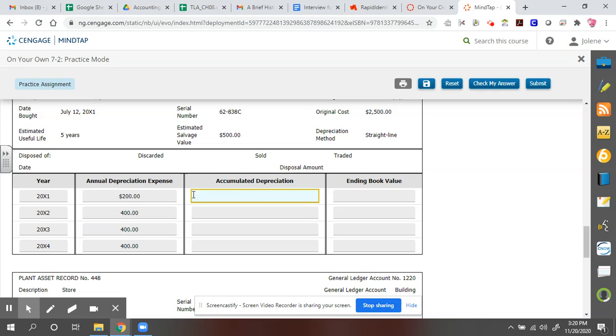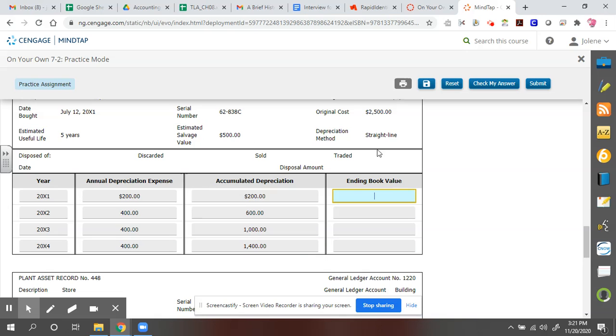Accumulated depreciation. In the first year, we've only taken off 200. After the second year, 2 plus 4, you've taken off 600. The third year, 6 plus 4, you've taken off 1,000. Fourth year, 1,000 plus 4, you've taken off 1,400.